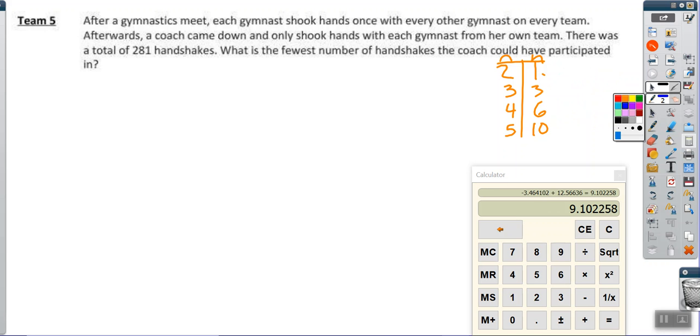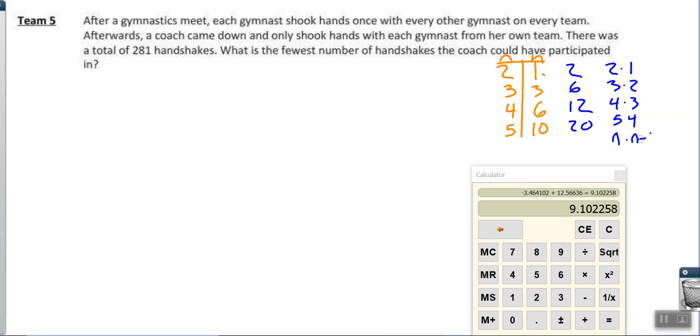1 times 2 is 2. 3 times 2 is 6. 6 times 2 is 12. 10 times 2 is 20. So 2 is 1 times 2. 6 is 3 times 2. 12 is 4 times 3. Oh, look at that. Notice how this first number is n. This number right here is n minus 1. Remember, since I multiplied the orange numbers by 2 to get the blue numbers, we get 2. So here's the trick.